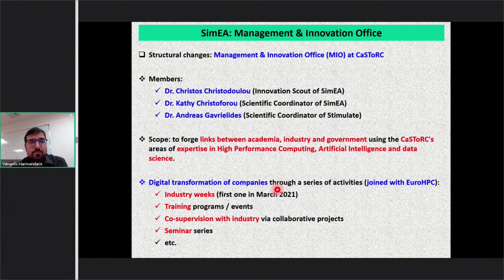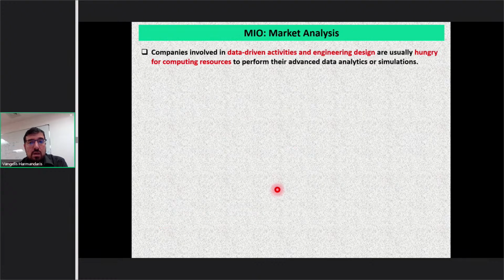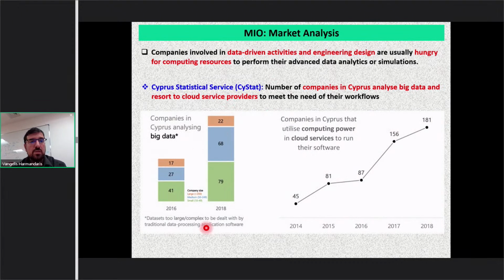And just as a general remark, one of the first things that the MIO office has done is a first market analysis, together with the Cyprus Statistical Service. And here you see something that for me at least was very interesting. I was not aware of that before. So here you see some statistics during the last 2 years in Cyprus. You see here the companies that are involved in analyzing big data.